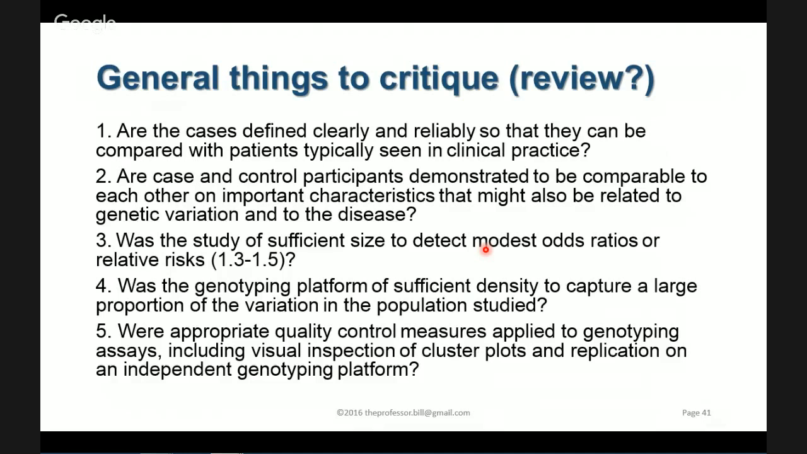Are the cases and control participants comparable to each other on important characteristics? Are they age matched? Are they sex matched? What are the criteria that they've used to match these? Those are important criteria as well. Does this particular paper that was published meet that criteria? Yes, it does. It meets it very well, and I'll take you through that paper as well.